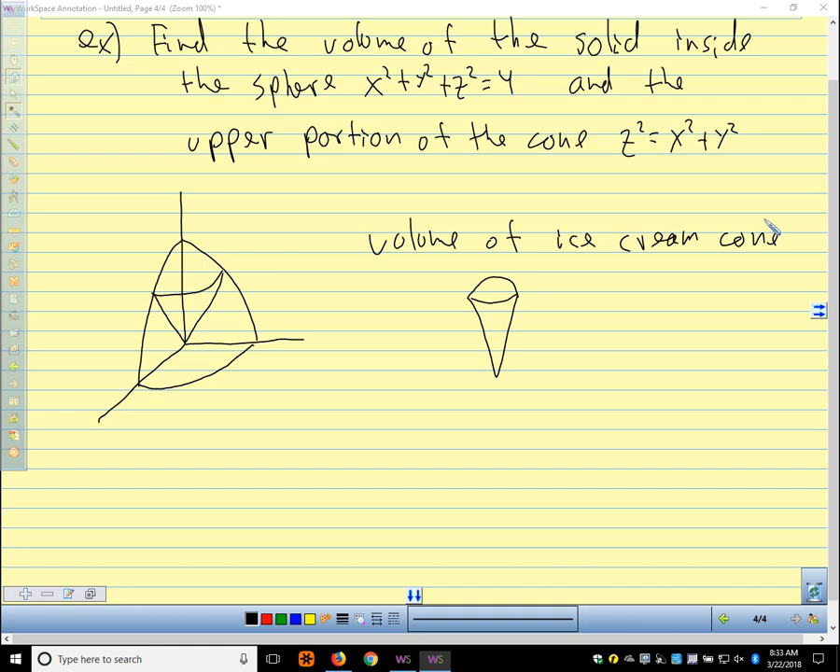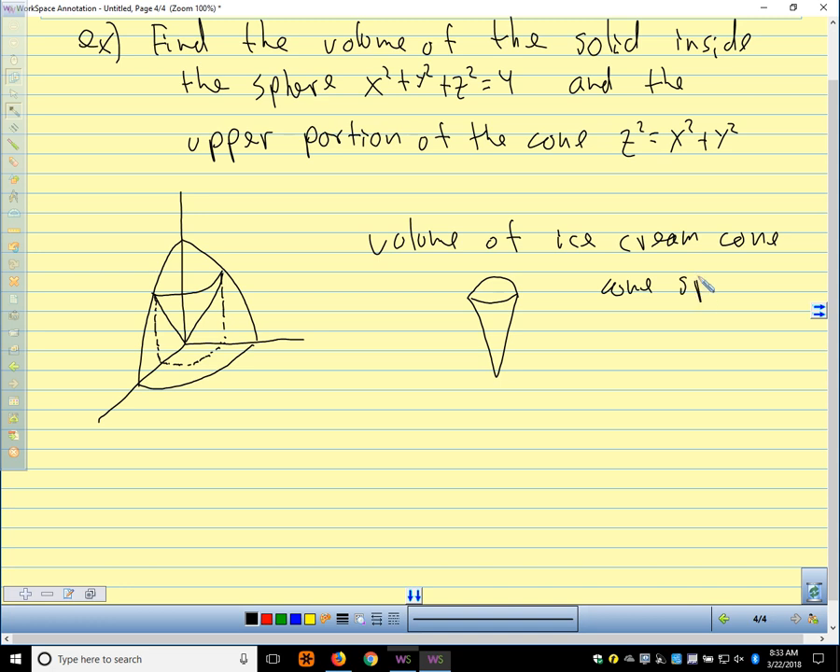All right, so z is going to vary from the cone to the sphere. So that's going to be our limits of integration on z. Well, we need the region in the xy plane that defines this. So we need to project this down to get our region in the xy plane. How are we going to find that region? We want to find where the cone and the sphere intersect, right? And then we're going to project that down into the xy plane.